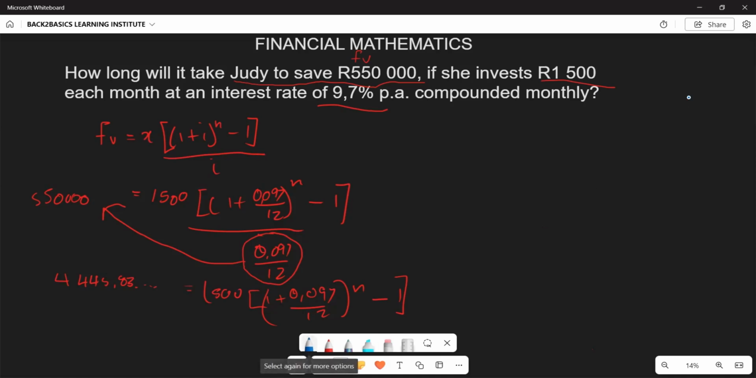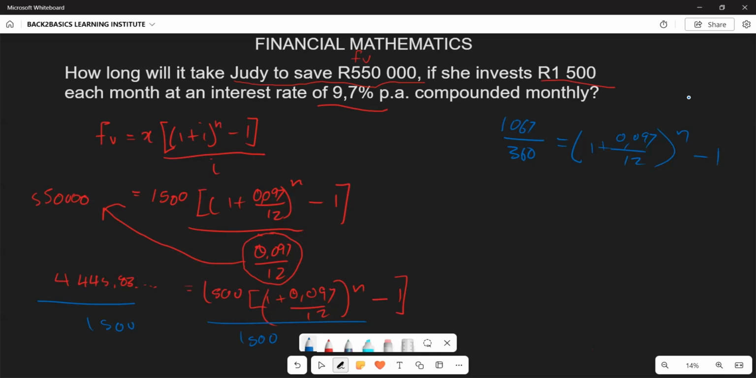When you divide by 1,500 on this side, and you divide by 1,500 on this side, this is going to be 1,067 over 360 when you divide by 1,500, and this is equal to 1 plus 0.097 over 12 to the power of n, subtract 1.